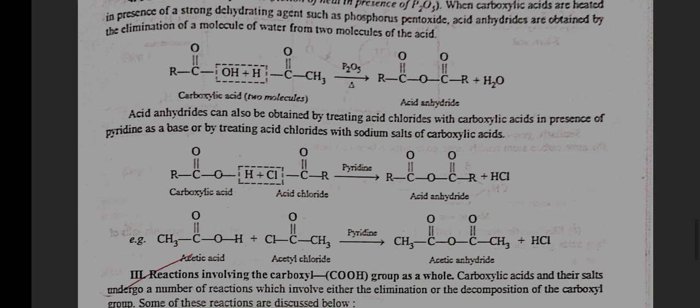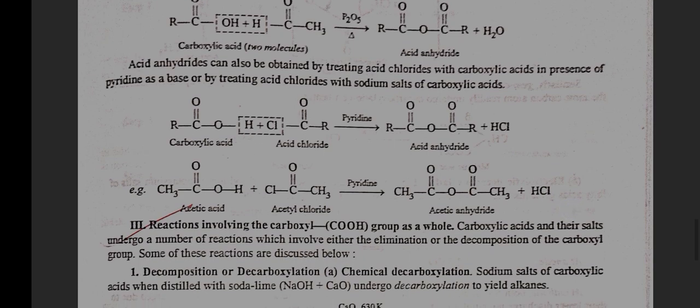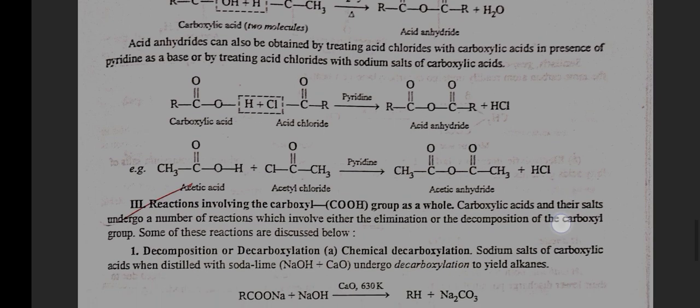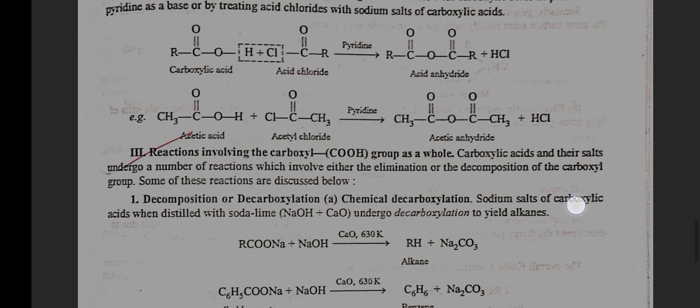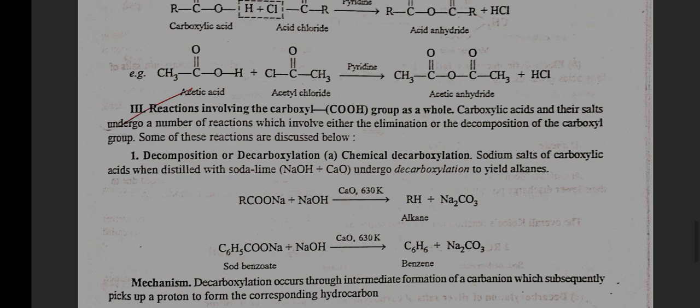Acid anhydrides can also be obtained by treating acid chloride with carboxylic acid in presence of pyridine as a base, or by treating acid chloride with sodium salts of the carboxylic acid. Third, reactions involving the carboxylic group as a whole. Carboxylic acids and their salts undergo a number of reactions which involve either the elimination or the decomposition of the carboxylic group. Some of these reactions are discussed below.